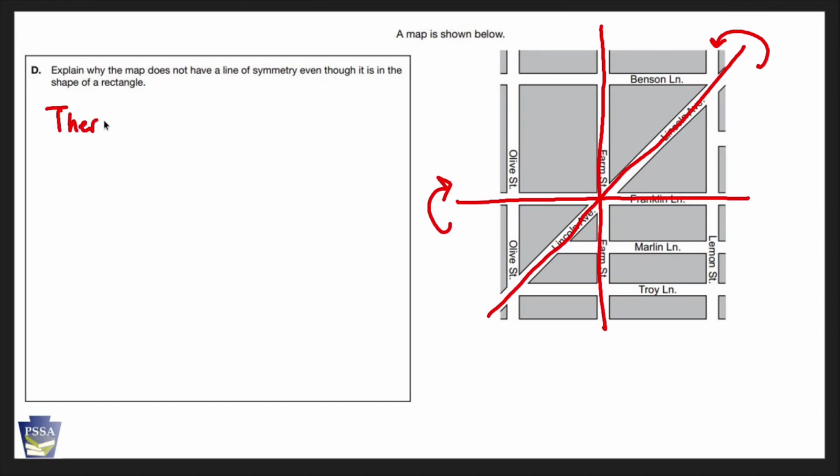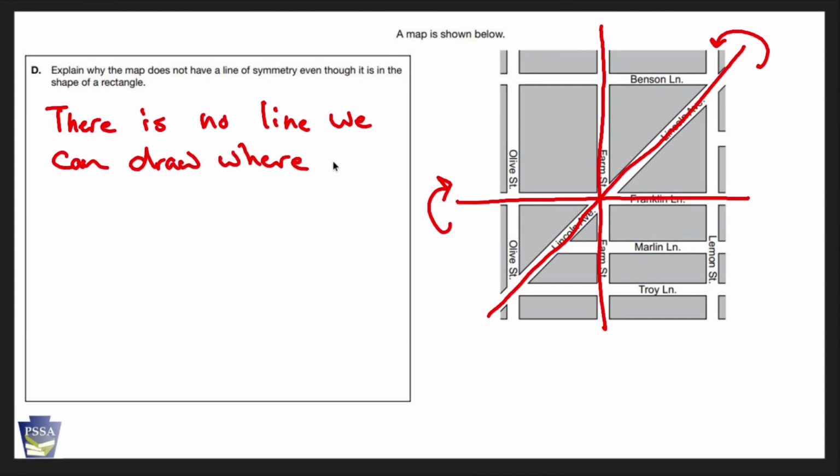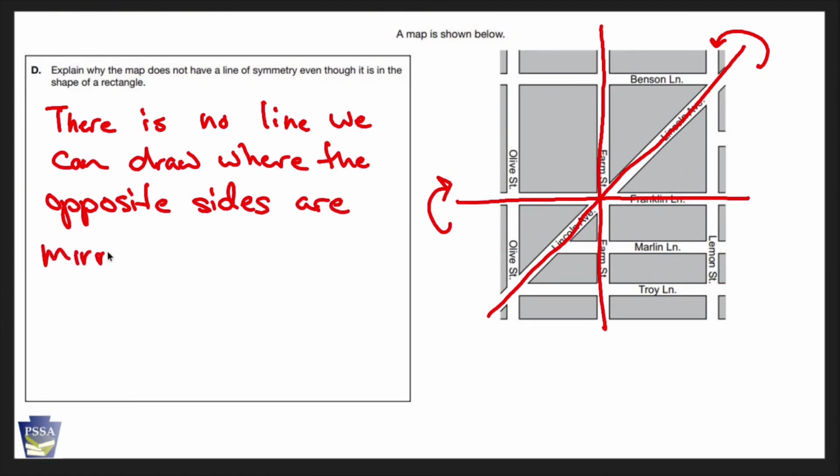There is no line we can draw where the opposite sides are mirror images. Can't do it. But that's it.